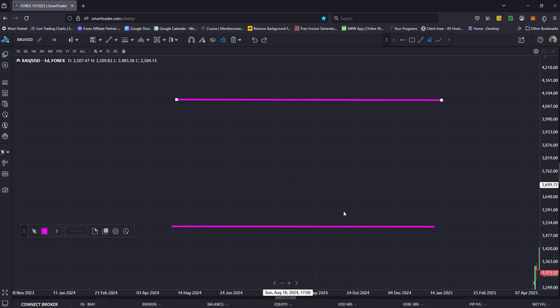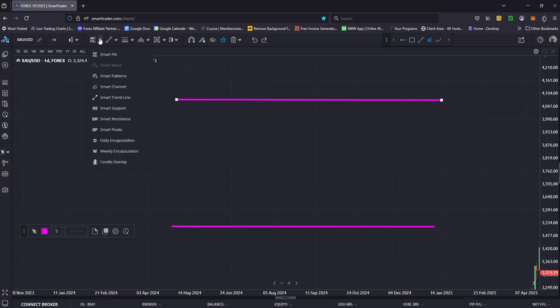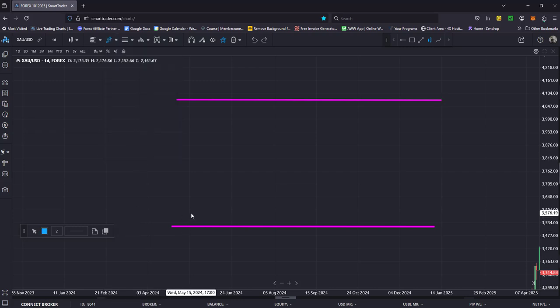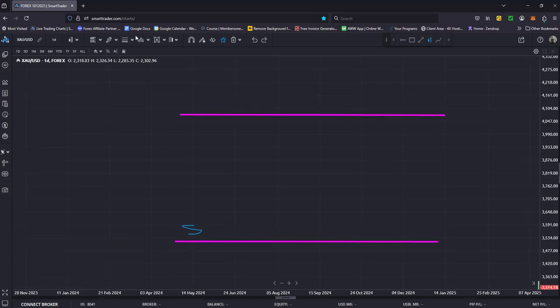Support works like a floor. So it will work as an area at the bottom here that will push the market up or prevent the market from falling any further. So let me do this. Support. And then we're going to have resistance.